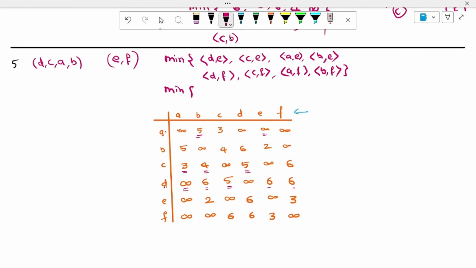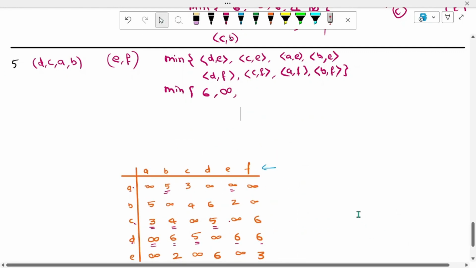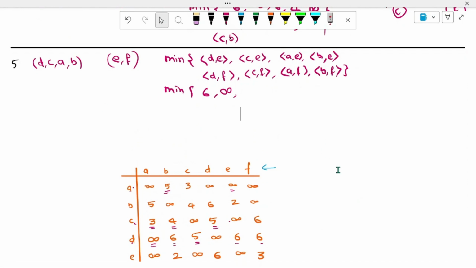DE, D to E is 6, and C to E is infinite, and A to E is infinite, C to E is also infinite, then B to E is 2, comma, D to F. D to F is 6, C to F is again 6, A to F is infinite, and B to F is infinite, and so minimum of this is 2, and that is this particular edge, that is B and E.